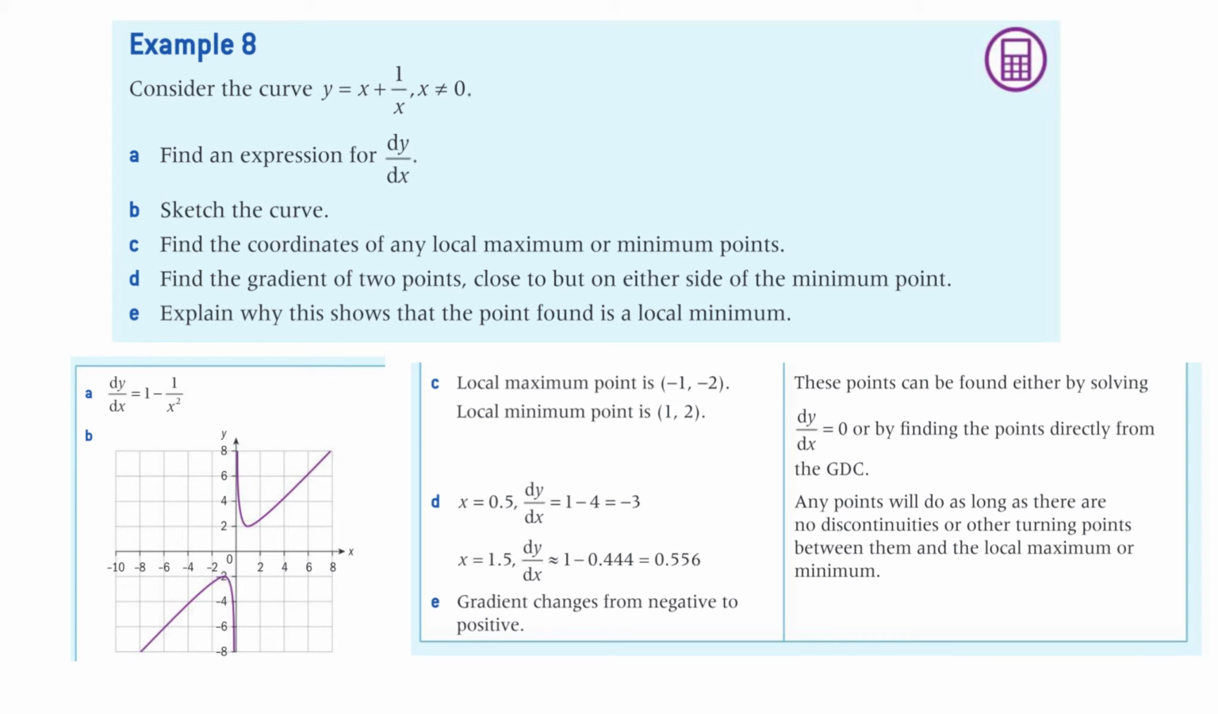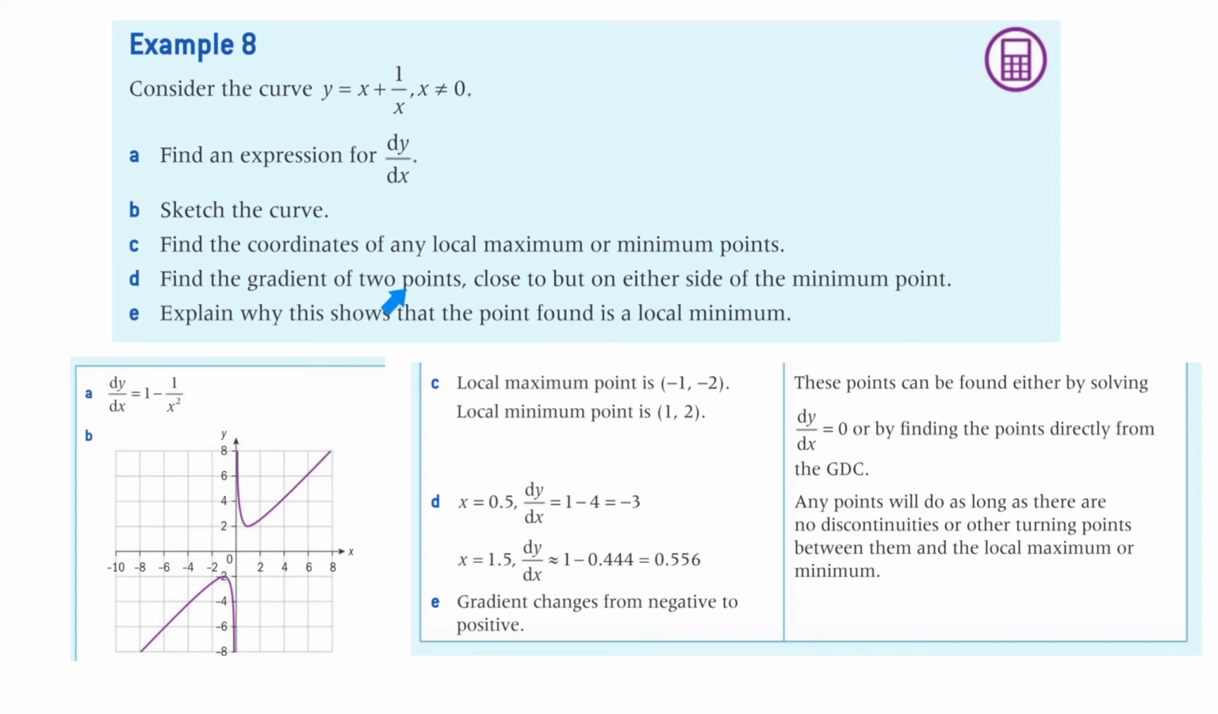B, sketch the curve, right? C, find the coordinates of any local maximum or minimum points. Okay, so it looks like we've got on your calculator, you'll see this. That looks like a local maximum. That looks like a local minimum. You can use analyze graph and you can find out what those points are. And they're calculated and they're right here. These points can be either found by solving dy/dx equals 0 or by using the GDC. We recommend use the GDC. If you want to use dy/dx equals 0, you put 0 equals 1 minus 1 on x squared and you solve that for x.